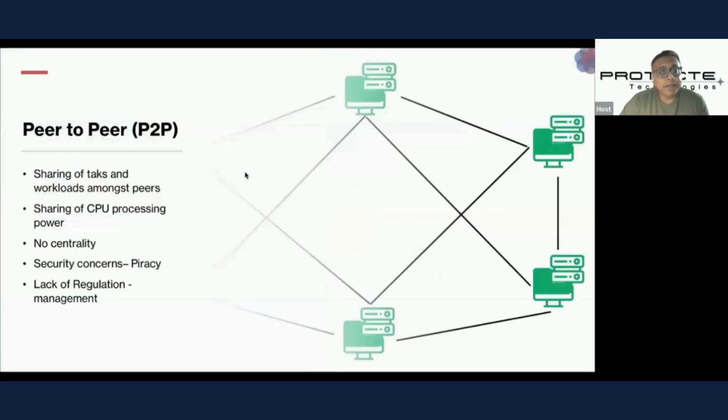Then there is a network called P2P. What is P2P? P2P is, there's a network between you and me. We have created one network. The problem is, the moment you create P2P networks, there are security concerns for privacy. I have a movie, I've shared it with you.